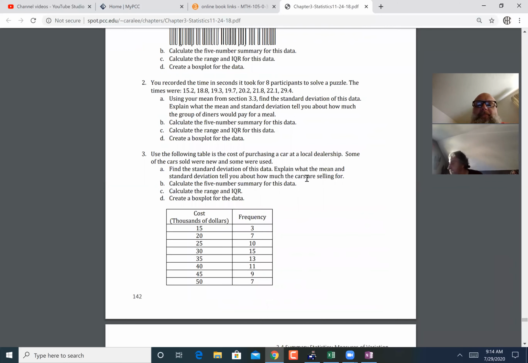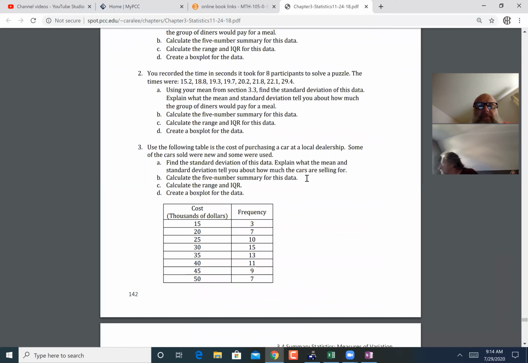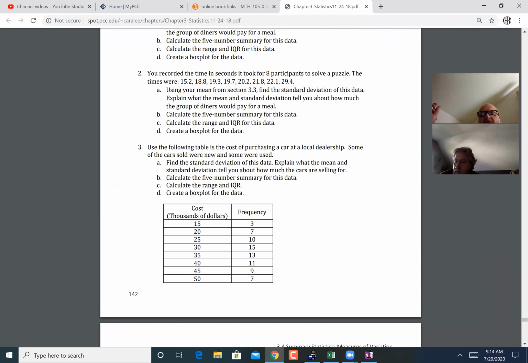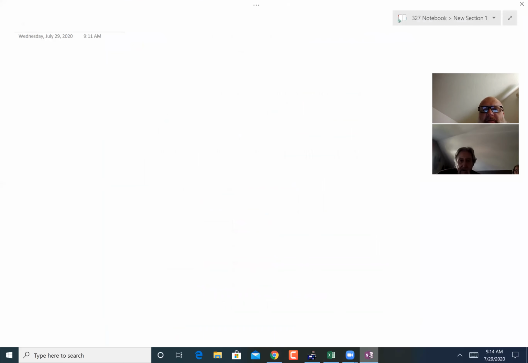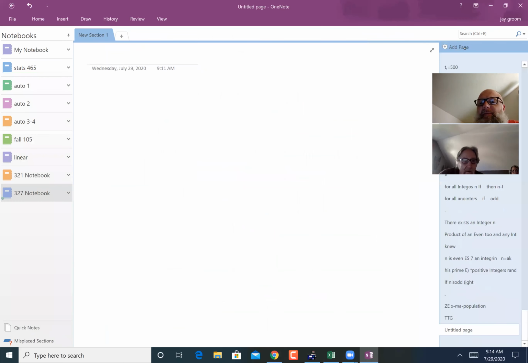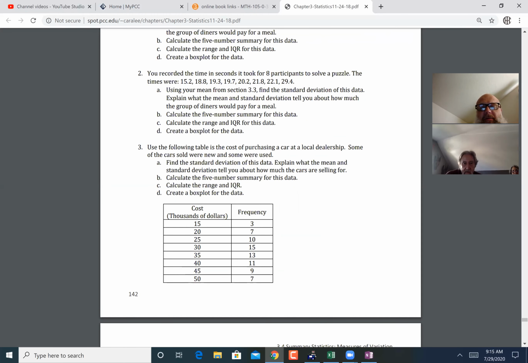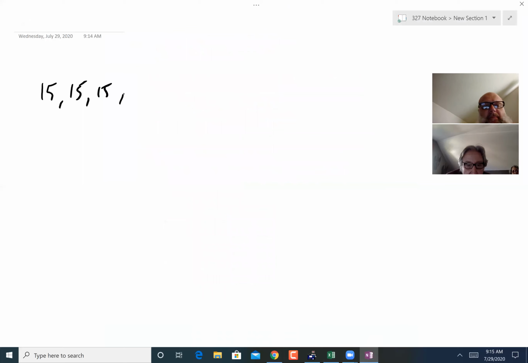So in this case, 15 is one of the answers there, right? In other words, if you listed these numbers out, there would be 3 of them. So if a person were doing this, you'd have 15, 15, 15, because there's 3 of them. That's what frequency means. And then there'd be 27 times, and so forth and so on.